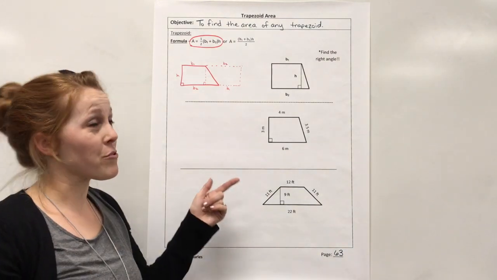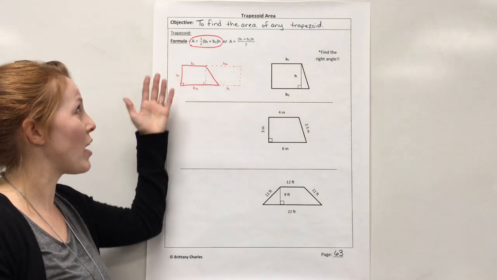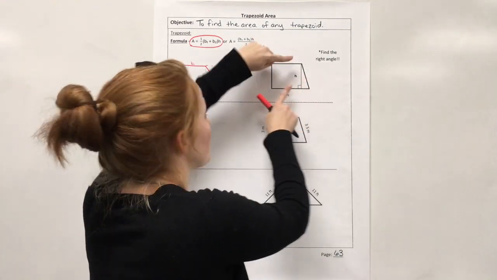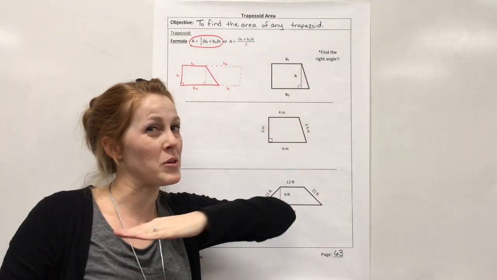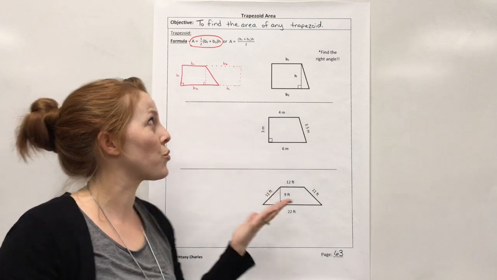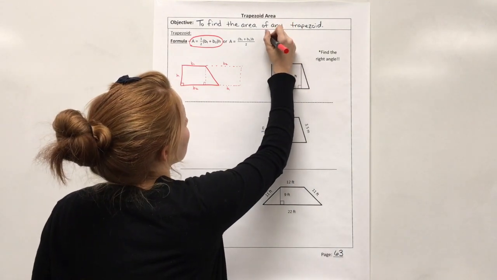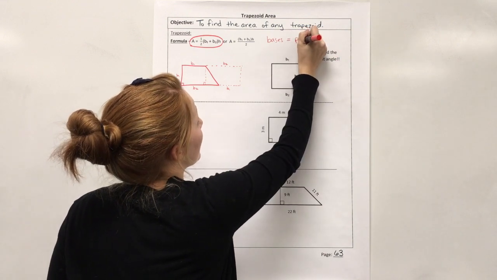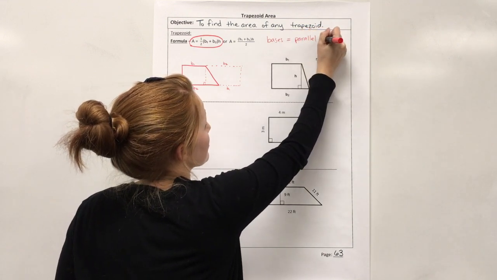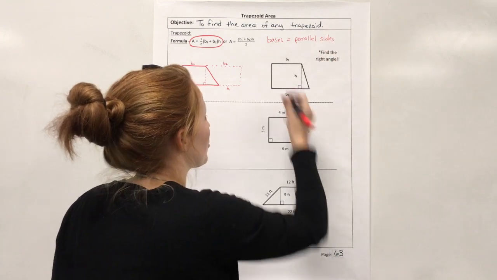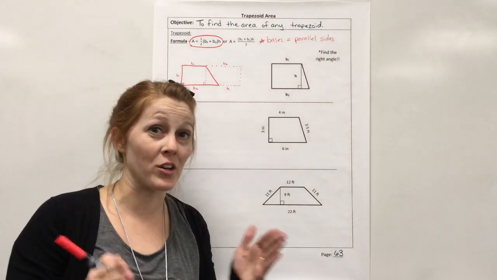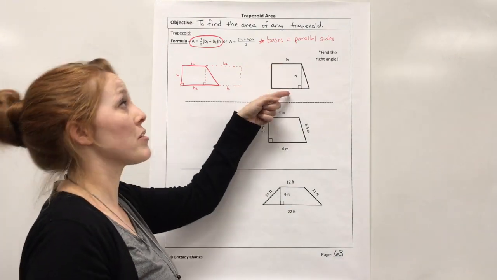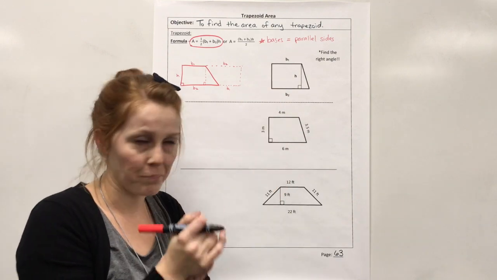One other thing that's really important to remember is trying to identify the bases. How do you know which sides are the bases? Are these the bases? Are these the bases? It's not always going to be resting on the base. So the way you can remember that is bases equal parallel sides. So what you need to do is just find which sides are parallel, and those are your bases. It really doesn't matter if I call this base 1 or I call this base 1, because I'm just going to be adding them together.